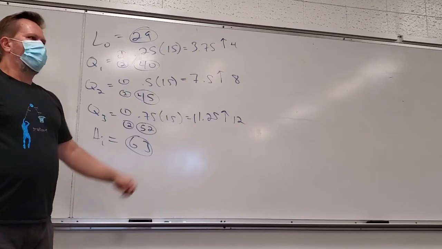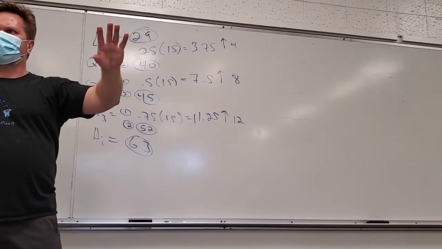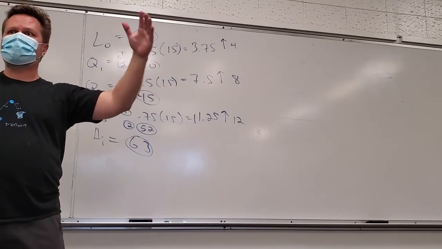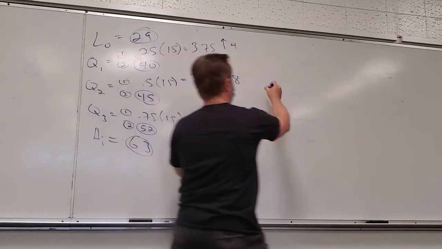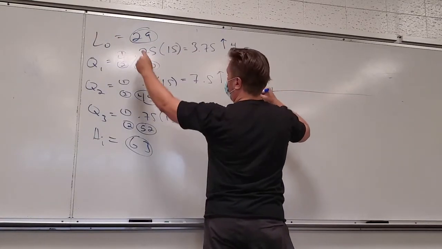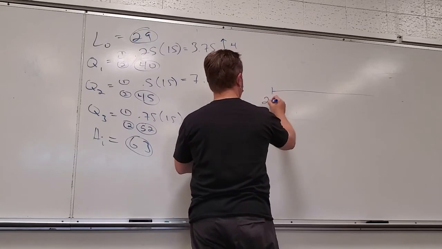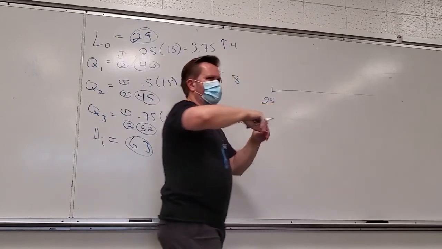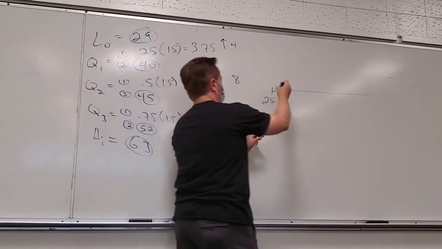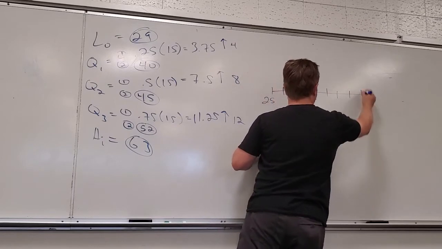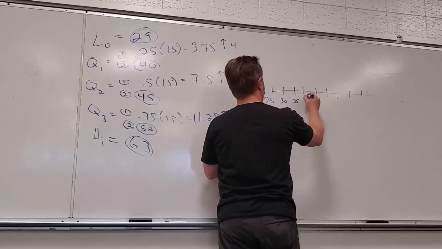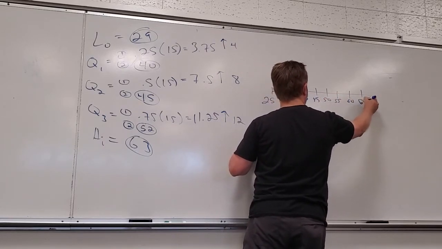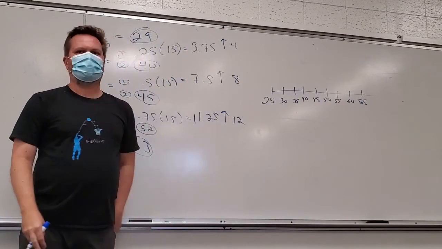And then to make the box plot, what is one of the most important things? What do you have to put down first? Even scale. Yes, your scale has to be consistent. I want to go from 29 to 63, so let's start at 25 and go up to 65, maybe by fives: 25, 30, 35, 40, 45, 50, 55, 60, 65. All right.